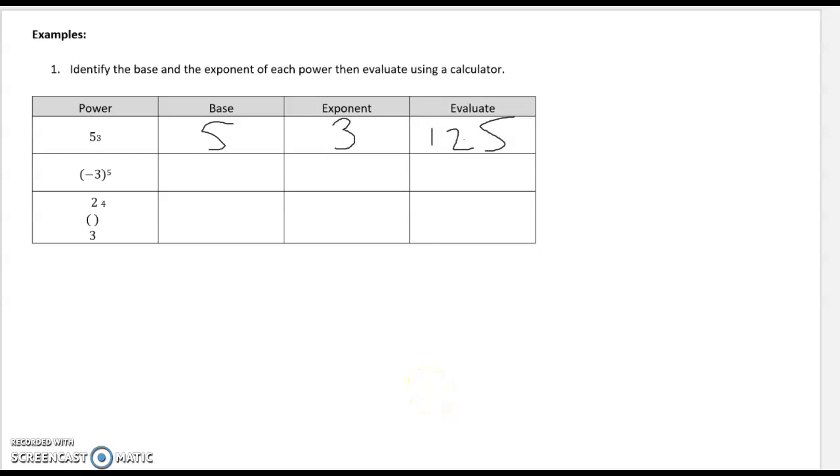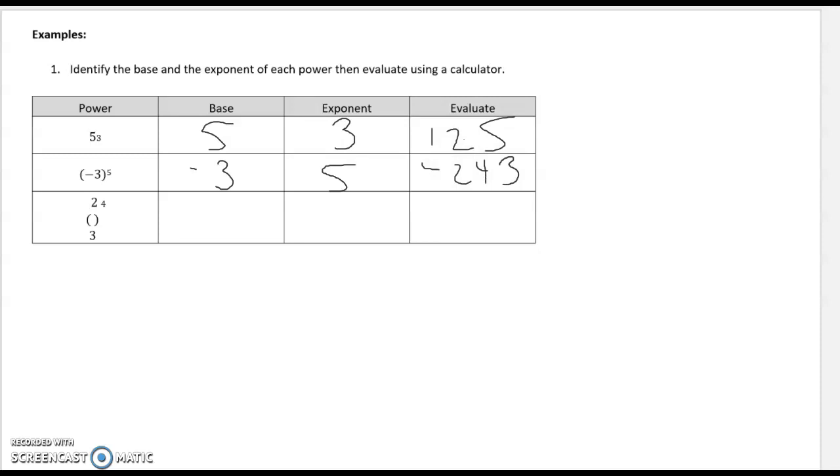Okay, the next one, the base. Because it's all in a bracket, that means our base is -3. We look here, our exponent is a 5 on the outside, so our exponent is a 5. And then this one is -3 five times. So in your calculator, if you were to do it, -3 to the exponent 5 gives you -243. So you can try these in your calculator and see if you get the same answer as I do.